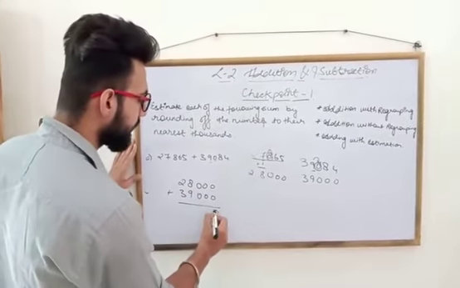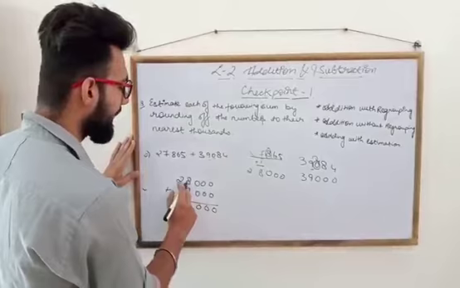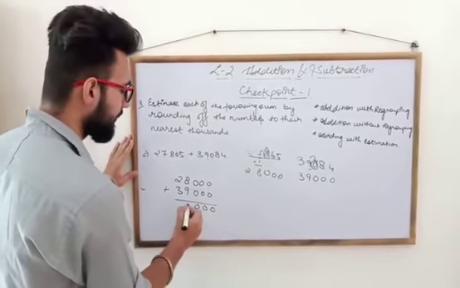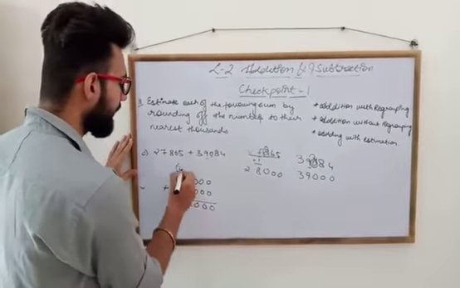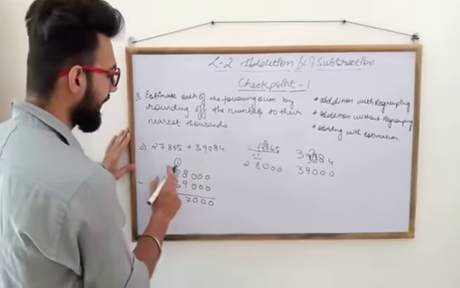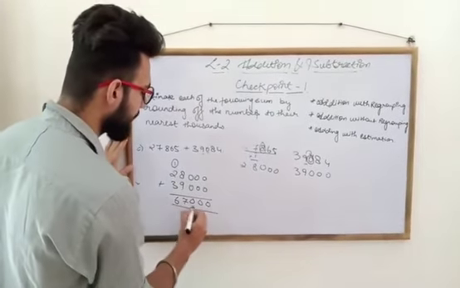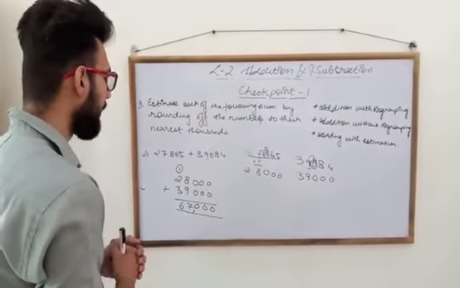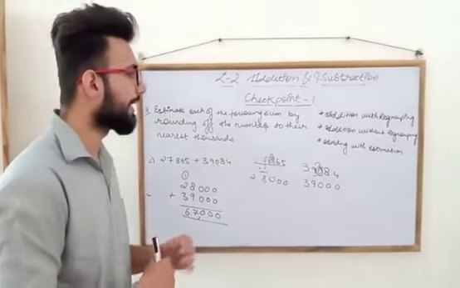Okay, so 0, 0, 0, 0. 9 and 8 is 17. 17. Carry 1 over here. 3 and 2 is 5. 5 and 1 is 6. So the answer that we got is 69,000 only. Okay, so in this manner we estimate.